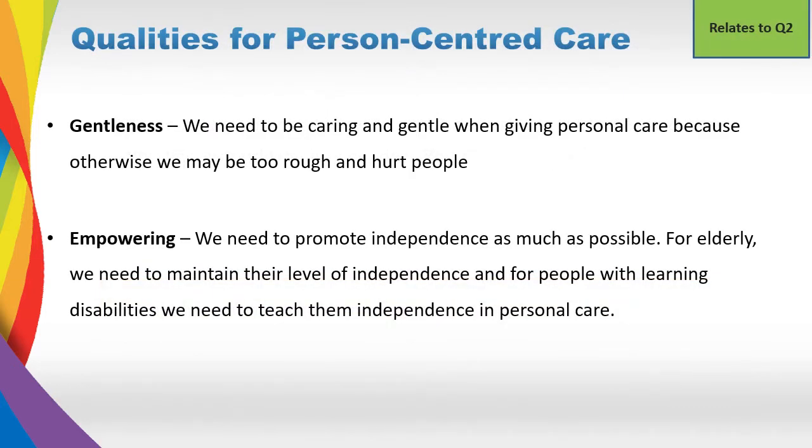And here are some examples of qualities for person-centered care. Gentleness: we need to be caring and gentle when giving personal care, because otherwise we may be too rough and we may hurt people. Empowering: we need to promote independence as much as possible. For the elderly, we need to maintain their level of independence, and for people with learning disabilities, we need to teach them independence in personal care.